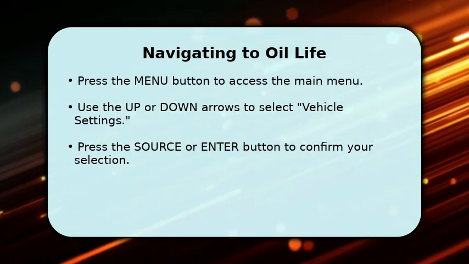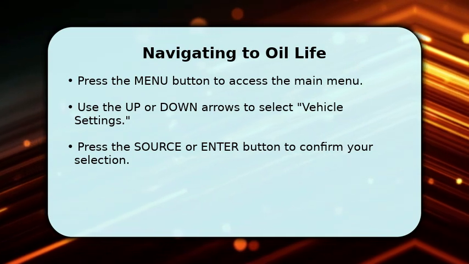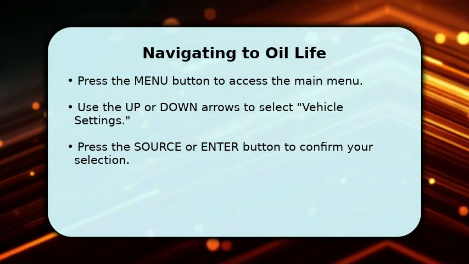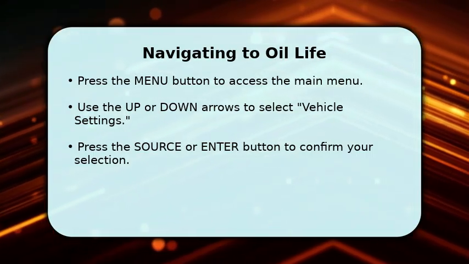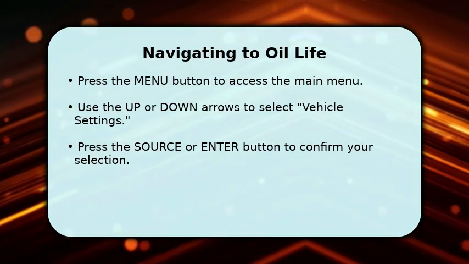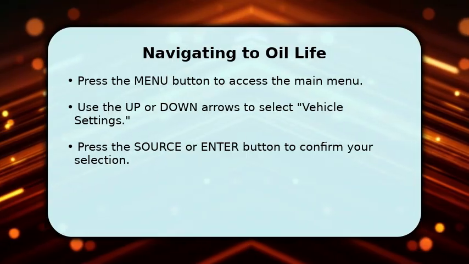Press the menu button on your steering wheel to bring up the main menu on your information display. Use the up or down arrow buttons to scroll through the options until you find Vehicle Settings. Once Vehicle Settings is highlighted, press the source or enter button to select it and proceed to the next screen.